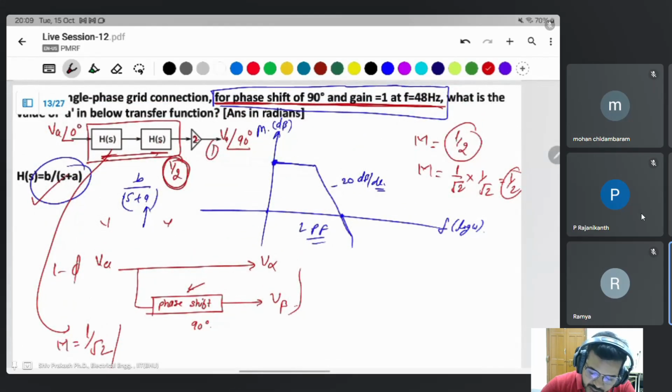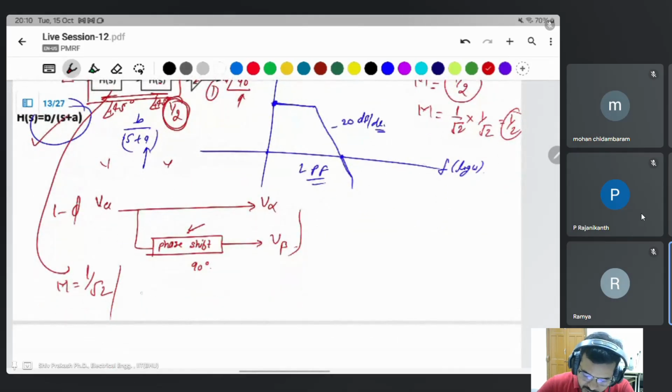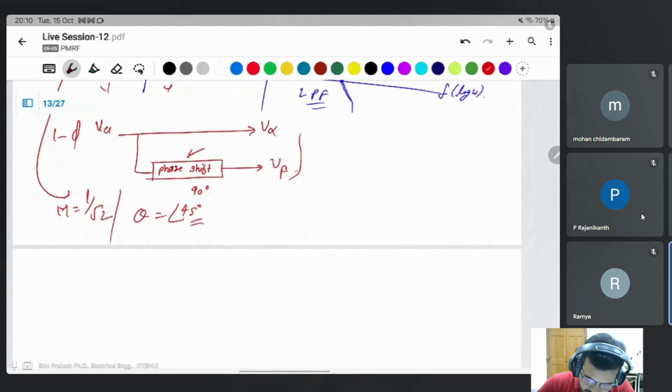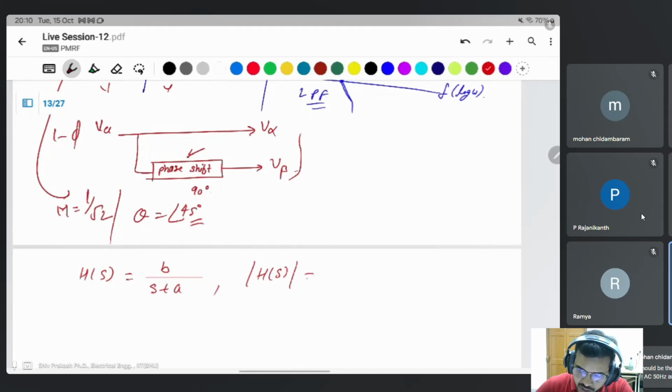If you need a total of 90 degrees, then each should be 45 degrees, also in the positive direction. So the magnitude is 1 by root 2 and theta is 45 degrees for each. Then our system is H(s) equal to B divided by (s plus A), where the magnitude of this is 1 by root 2, sorry, and the angle of H(s) will be 45 degrees.